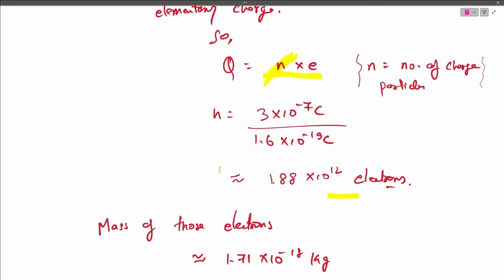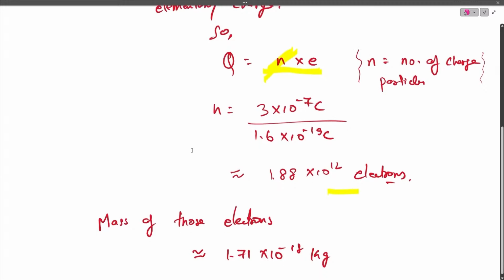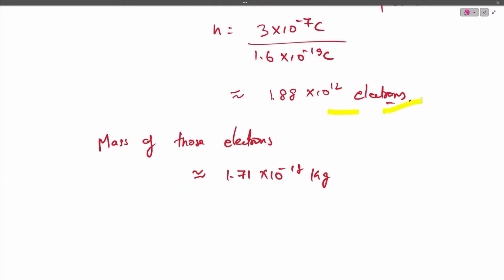Now we also have to find out whether there is any transfer of mass from wool to polythene. Since this number of electrons has been transferred, there must have been some mass transfer as well. If we find the mass that has been transferred, we get a value of 1.71 × 10^-18 kg.